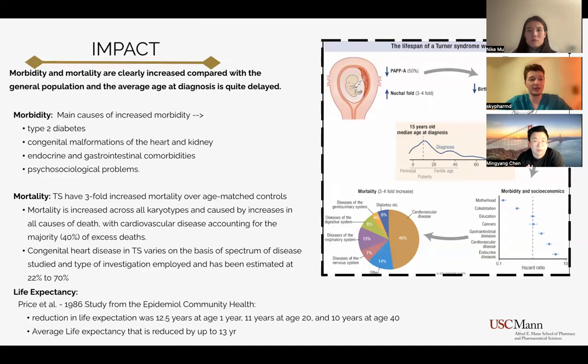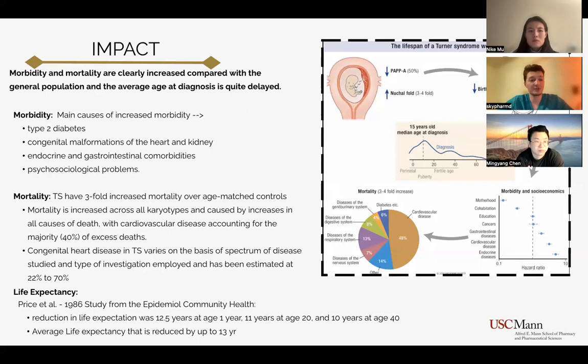So when you're looking at morbidity, the main cause of increased morbidity is type 2 diabetes in these individuals, congenital malformations of the heart and kidneys, endocrine and gastrointestinal comorbidities, psychosocial problems, and the majority of these factors lead to the morbidity of these patients. Mortality: TS has a threefold increase in mortality over age-matched controls. Usually the mortality is increased across all karyotypes, and it's caused by increases in all-cause death, with cardiovascular disease accounting for about 40% of those deaths.